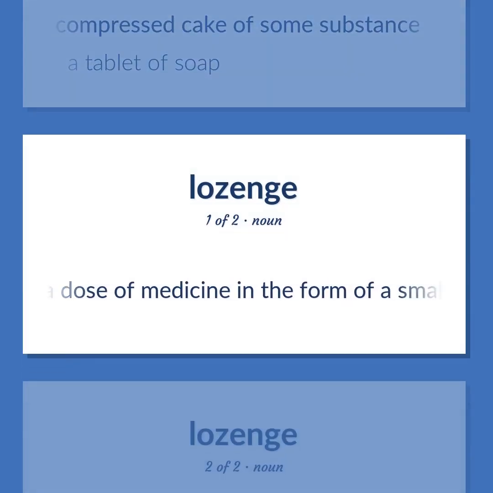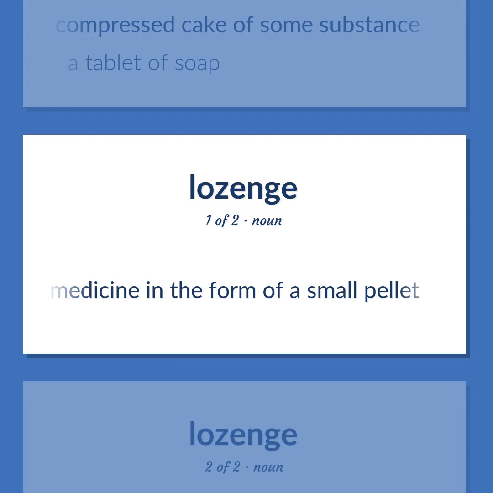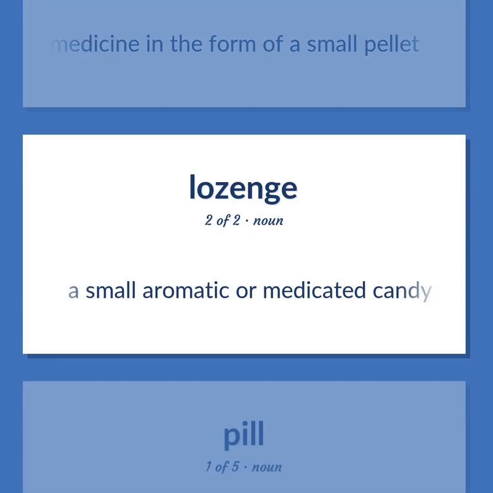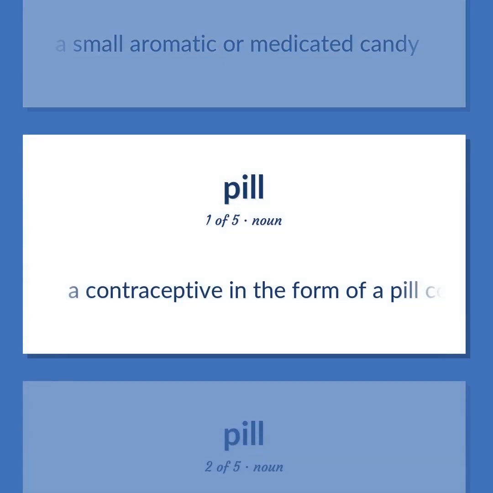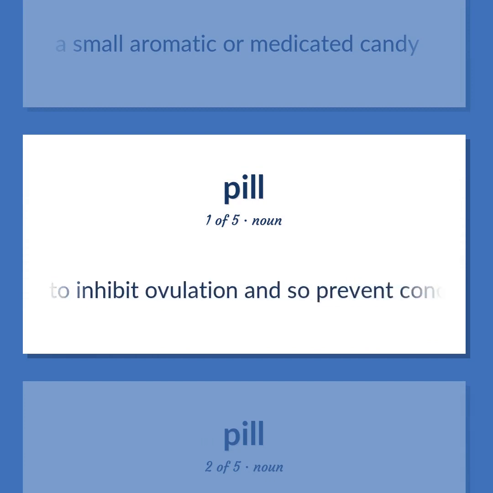A dose of medicine in the form of a small pellet. A small aromatic or medicated candy. A contraceptive in the form of a pill containing estrogen and progestin to inhibit ovulation and so prevent conception.